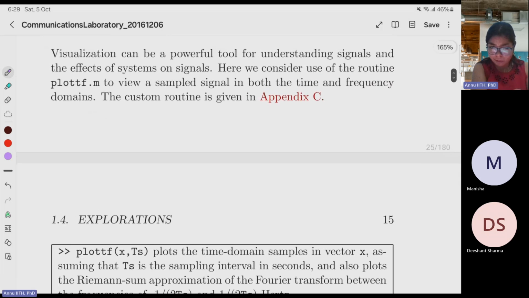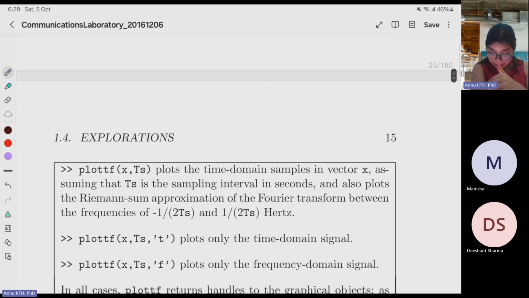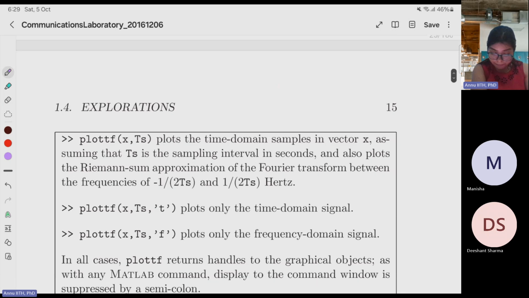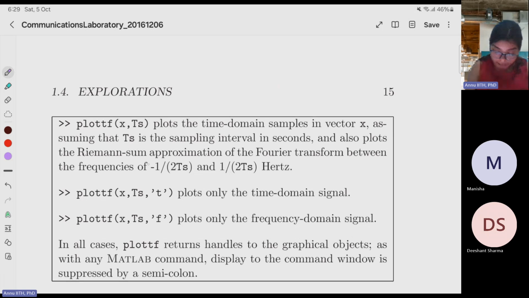Now, you have already seen this plot TF. It plots the time domain samples in vector X, assuming that TS is the sampling interval in seconds, and also plots the Riemann sum approximation of the Fourier transform between the frequencies minus 1 by 2 TS and 1 by 2 TS hertz. Again, you can have the configuration where you have only the time domain signal or only the frequency domain signal, but this plot TF actually plots the time domain samples of vector X. So I just want you to please go through this. You can have a beautiful understanding of this plot TF and visualize it. And in various examples I also showed you some plots, but still you can just see by yourself in this case.